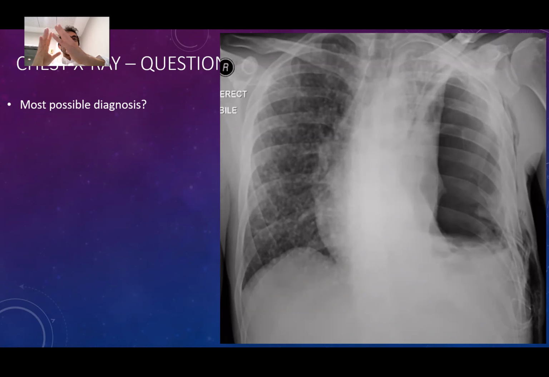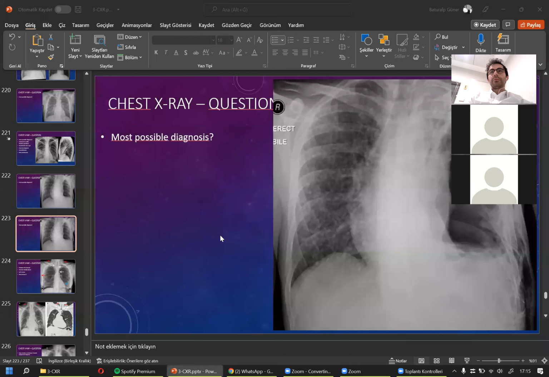So when it comes to interstitial nodular densities, they have a very wide range of differential diagnosis. So in a very typical case, maybe you can come up with some pre-diagnoses, but other than that, you cannot look at the image and say what disease the patient is suffering from, right? You can say that there is pneumothorax here, and you can see that there is pneumothorax.